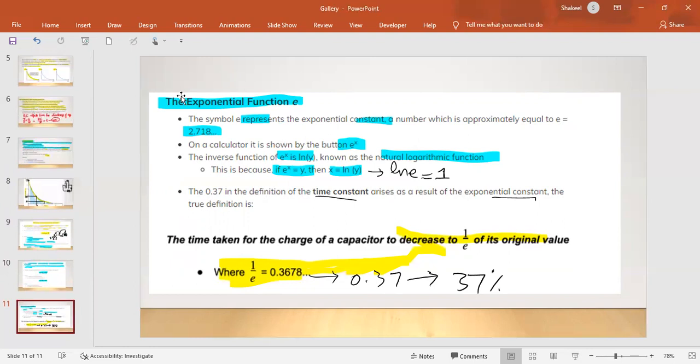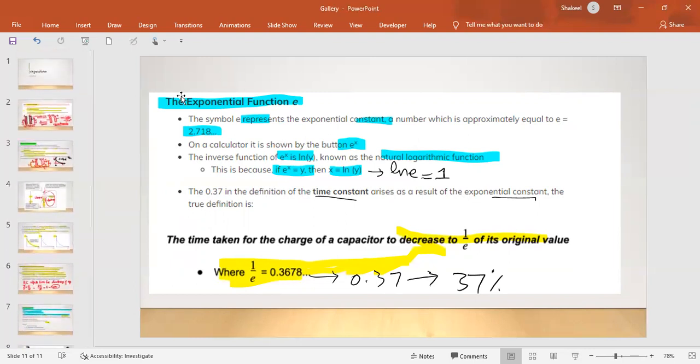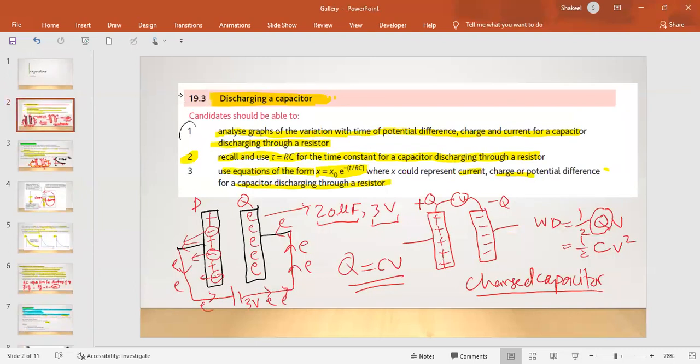These are the new equations which were added in the current syllabus of 2022. So I hope things are understandable. You just have to focus on these graphs, the time constant, tau equals RC, and then the use of this equation. It's again quite a simple topic, so you should learn all the terms, especially the graphs, the time constant, and these exponential equations.